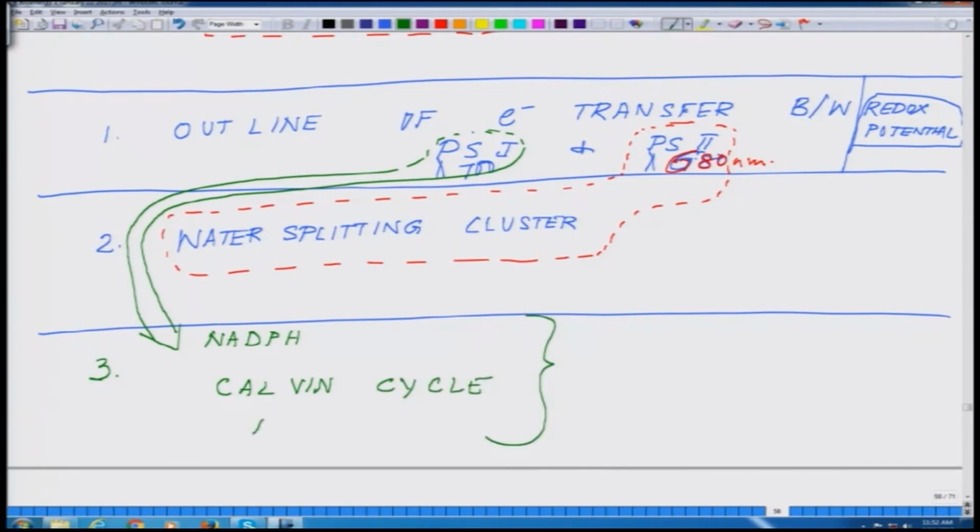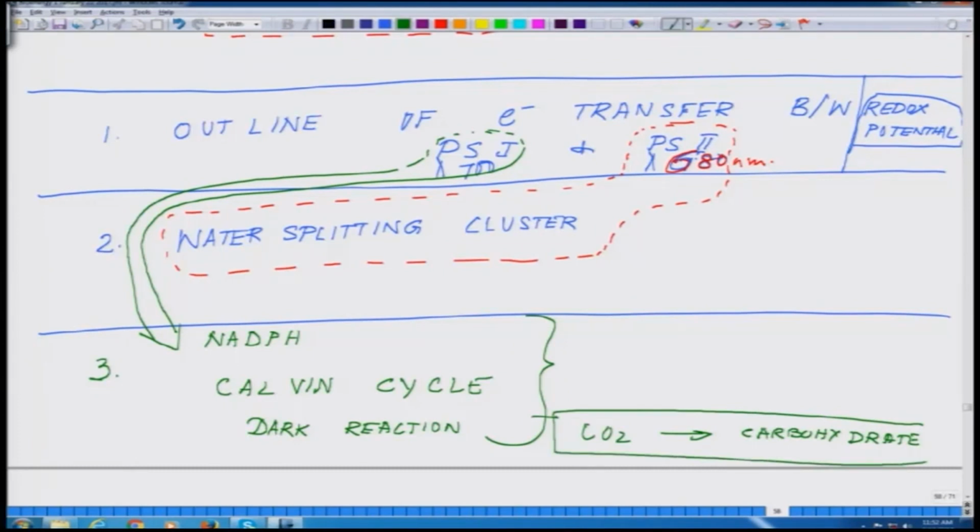Or the dark reaction of photosynthesis, where CO2 is converted to carbohydrate, or the carbon sequestration which is happening. And from here we will talk about C3 and C4 plants and what we learned from them.